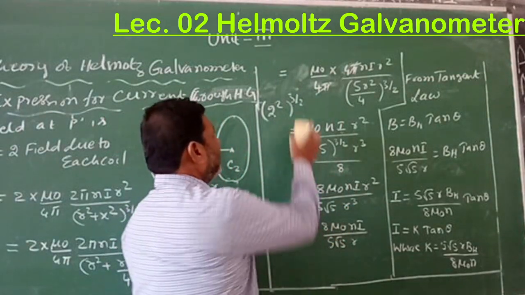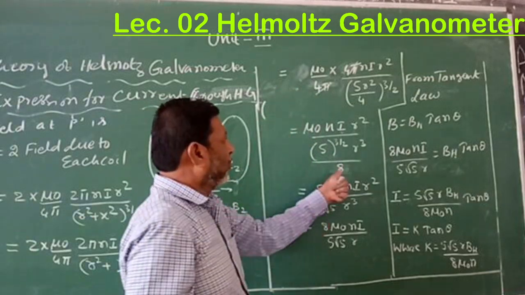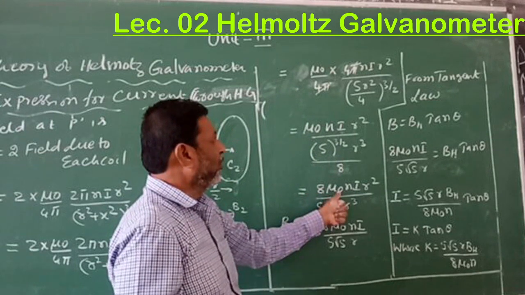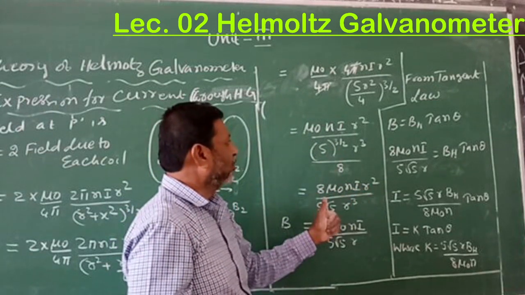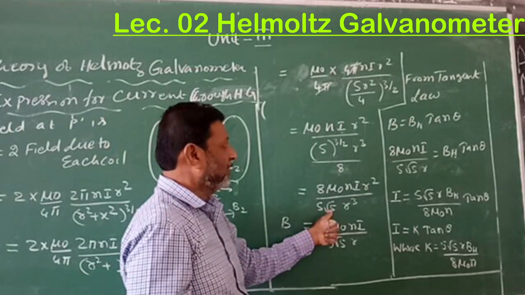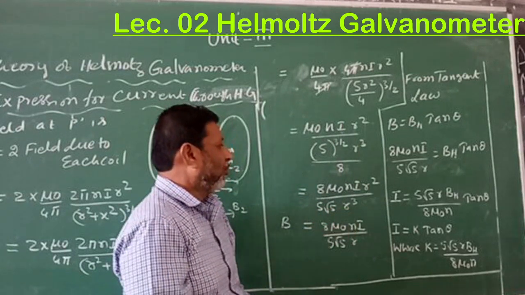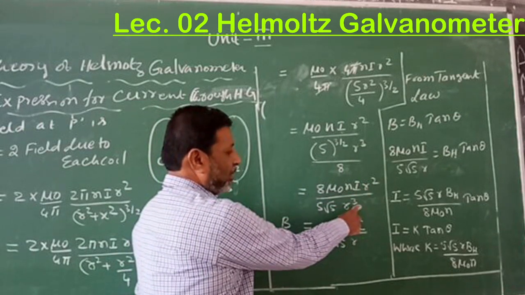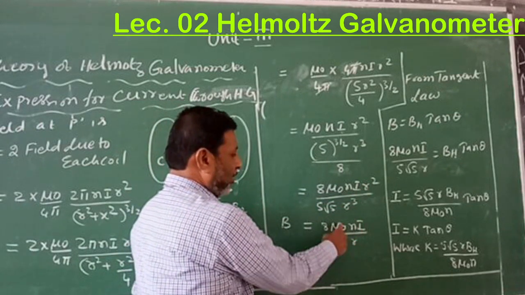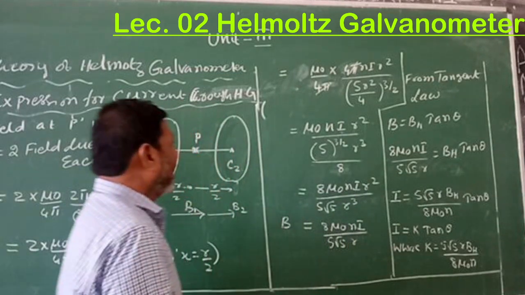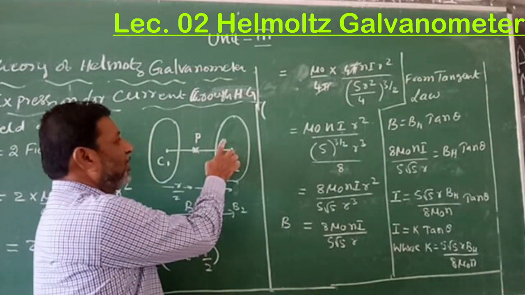Now what you do is this 8 goes to the numerator, then you will get here 8 μ0 n I r² divided by r raised to 3/2, meaning 5 root 5, r³. Then r² and r³, one r gets cancelled, you are left with 1 r, the remaining is as it is. Now see, this is the net magnetic field at this point due to both the coils.